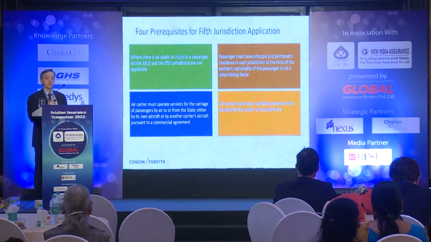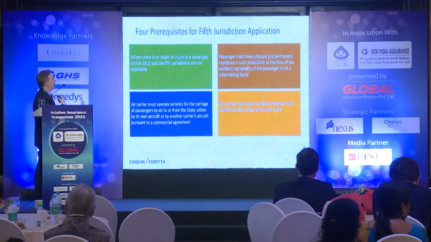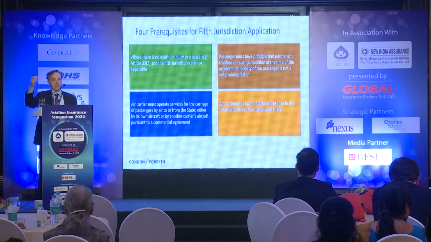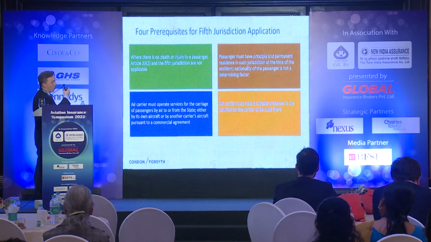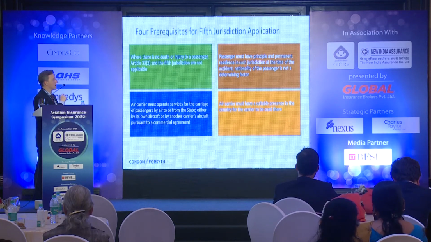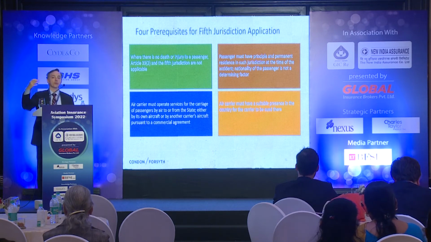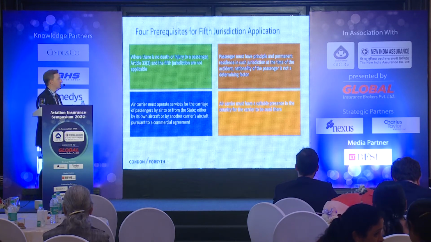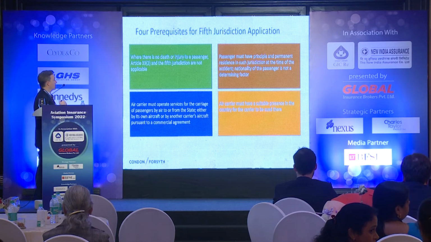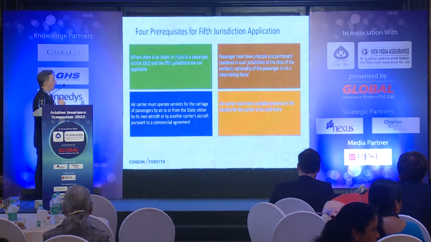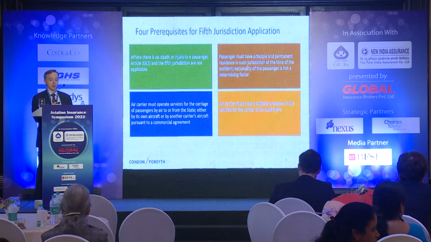So for fifth jurisdiction purposes, this is more of a visual slide. It shows you what needs to be satisfied to get jurisdiction over the foreign carrier into the United States. It won't apply if there's no death or injury to a passenger. That's required for fifth jurisdiction. The passenger must have principal and permanent residence in the jurisdiction at the time of the accident, and the court will look to the rationality of the passenger, what they believed their residence was at the time of the accident. There must be a suitable presence in the country, and the air carrier must operate services for carriage of passengers to or from that state, either by its own aircraft or by another carrier's aircraft pursuant to a commercial agreement.